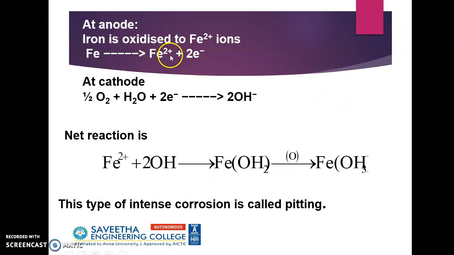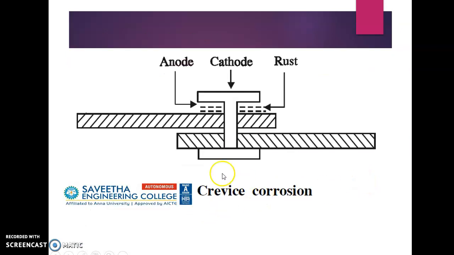At the anode, iron will lose electrons to produce Fe2+, and at the cathode there is absorption of oxygen. Now Fe2+ and hydroxide will combine to form iron hydroxide. If there is excess oxygen, there will be formation of iron(III) hydroxide. Crevice corrosion: whenever you join any two different metals with the help of a crevice, the parts below this crevice will behave like anode and all the other parts will behave like cathode.